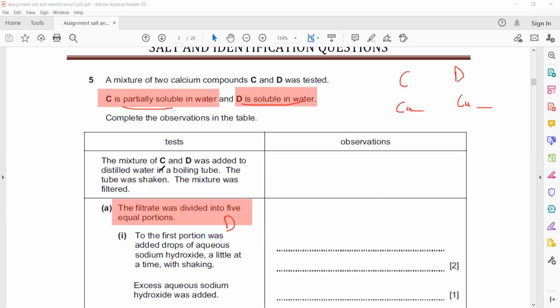Is it clear? Like you have C and D, you add distilled water, you shake the mixture and you take a filtrate and divide the filtrate into 5 equal test tubes. The filtrate is compound D. It will have some small amount of C, but more likely it will be D.